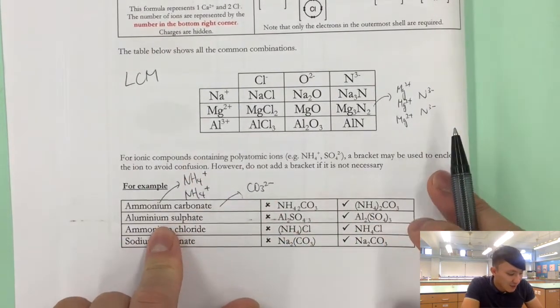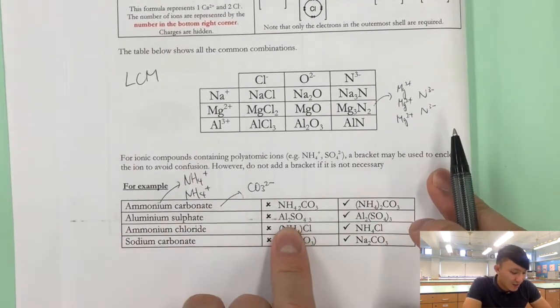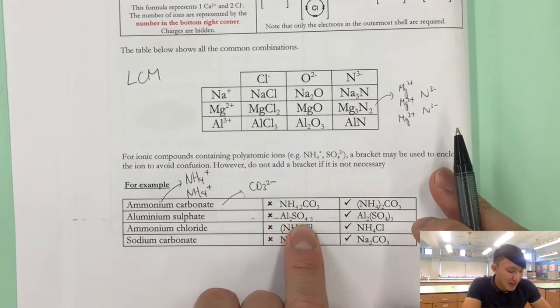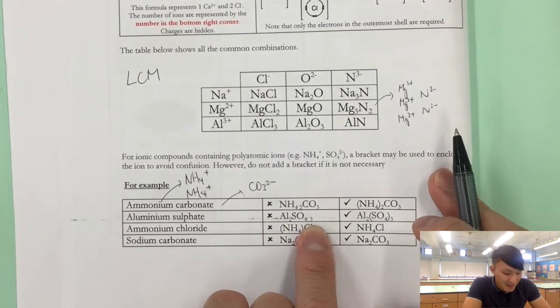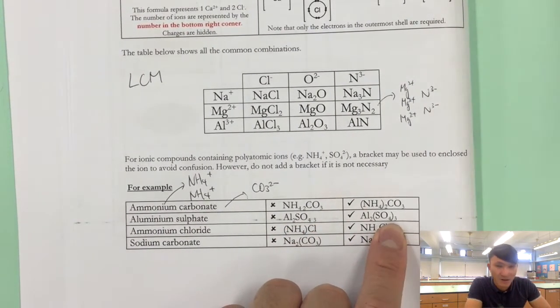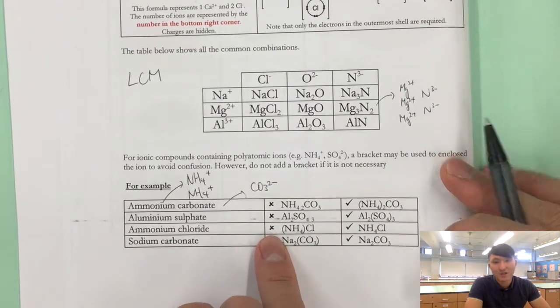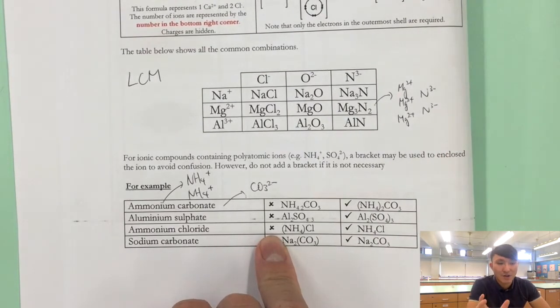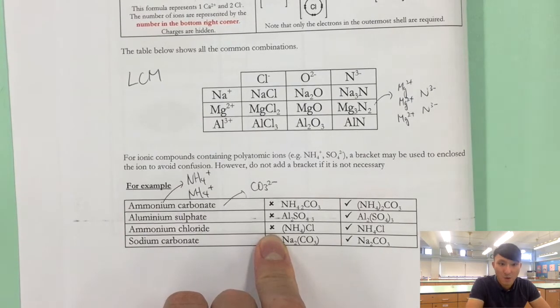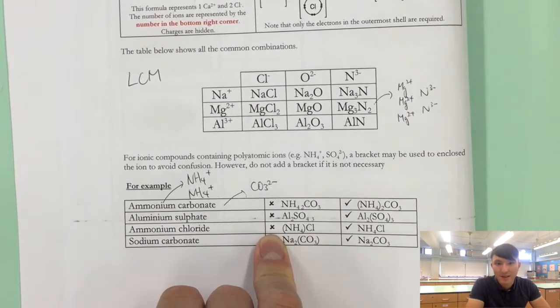Similar to here, aluminium sulfate. So you don't put down Al2SO4 3. Instead, you put the bracket enclosing SO4 and you put the 3 outside. Now, you may think, sir, how about I use a bracket to enclose all the ions? Then there won't be any confusion. Well, that is true, but it is wrong.